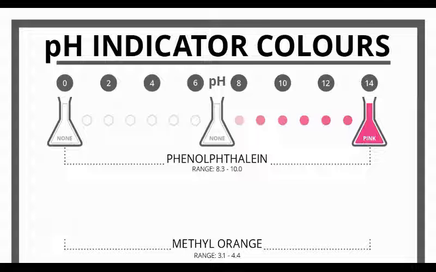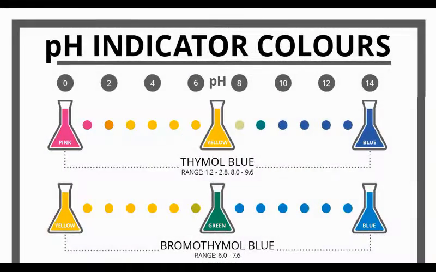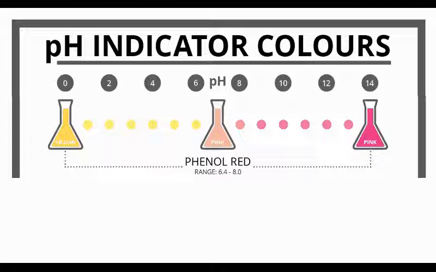The second one is the methyl orange. The pH range is from 3.1 to 4.4 and the color change is from red to yellow. If you look at the pH range of methyl orange, it is only suitable for the strong acid weak base titration. Here are some other examples of common acid-base indicators: thymol blue, bromothymol blue, and phenol red.